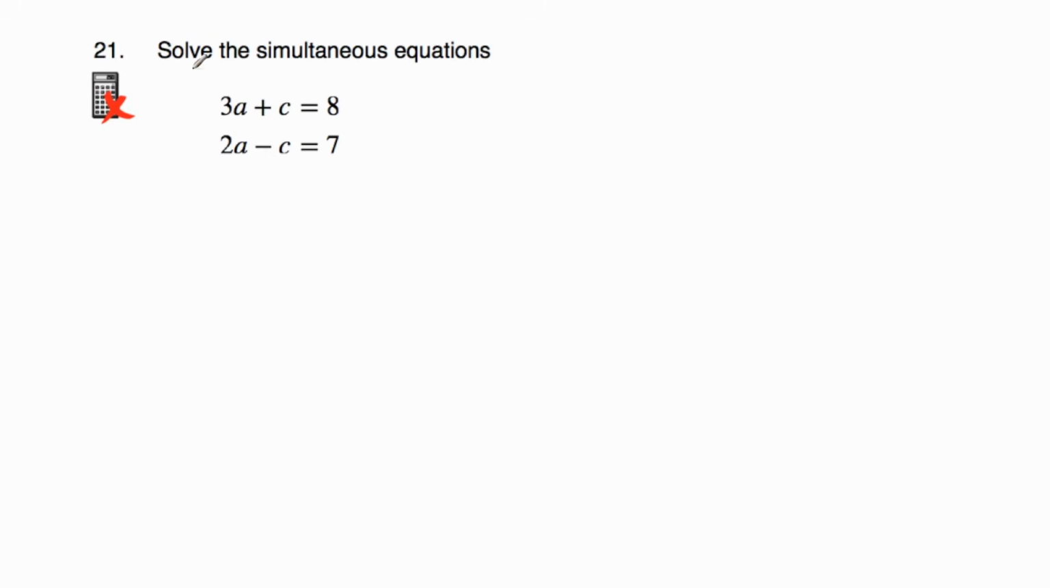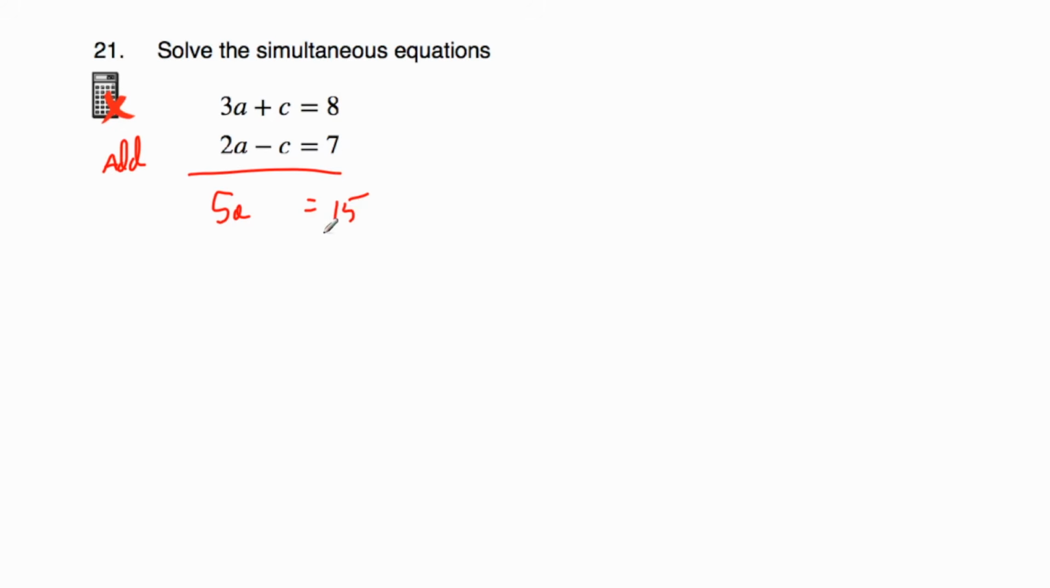So question number 21 says, solve the simultaneous equations 3a plus c equals 8 and 2a minus c equals 7. Now what's great about these two simultaneous equations is we've got our c and our minus c, so we just need to add the equations together. So let's just add them, and that means that the c's will cancel out because minus c plus c is 0. So 3a plus 2a is 5a. C plus minus c, well, that's 0, so they just cancel out. And then we've got 8 plus 7 is equal to 15.